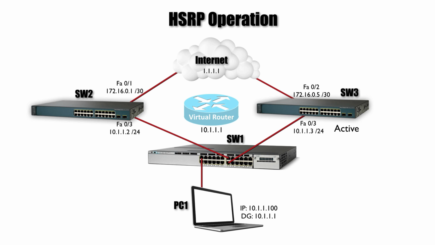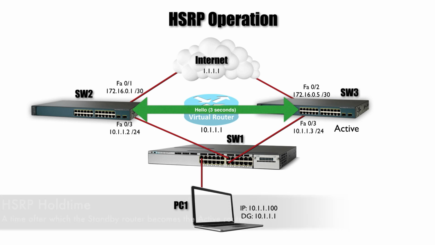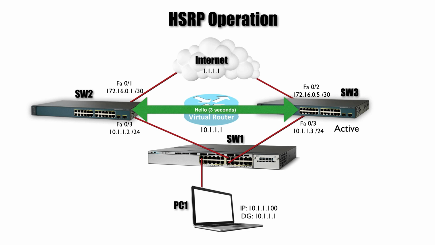And the way SW3 was able to take over when SW2 failed was thanks to hello messages. By default with HSRP, hellos are sent every 3 seconds. And if a standby router doesn't see a hello message within 10 seconds by default, that's the hold time, that standby router is going to conclude that the active router must no longer be available, and the standby router is going to transition to the active state. By the way, 10 seconds to fail over is the default, but we can tune that if we want to. We can get it down to around a second or less if we need to.